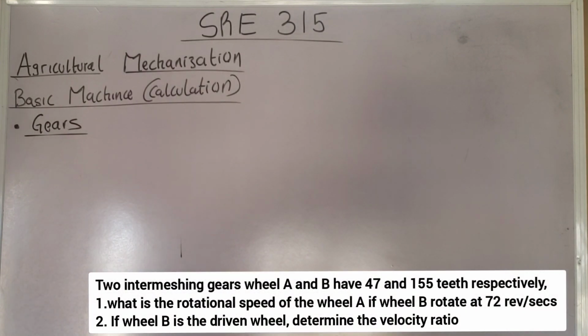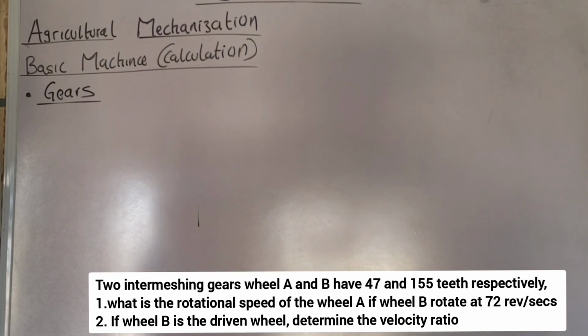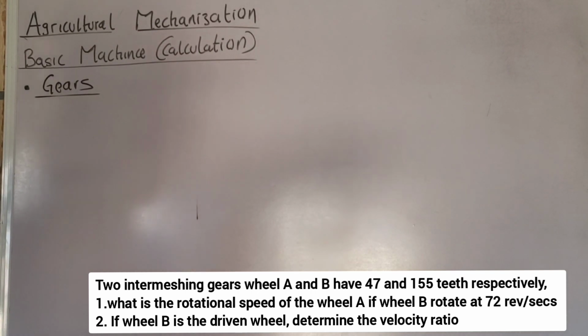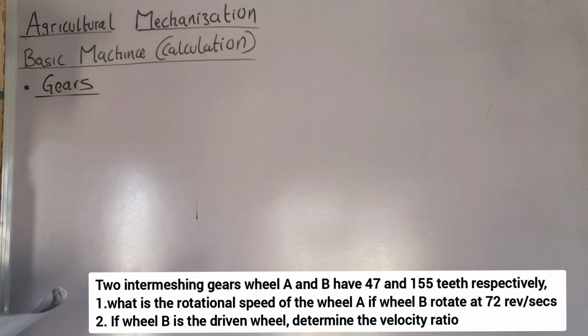Two intermesh gear wheels A and B have 47 and 155 teeth respectively. What is the rotational speed of wheel A if wheel B rotates at 72 revolutions per second? That is the first question. The second question says, if wheel B is the driven wheel, determine the velocity ratio. Now let's start by writing out the parameters that we are given in the question.